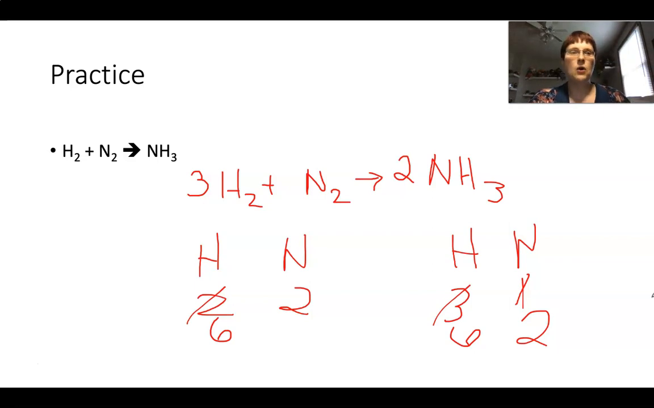For our course, we only would be balancing these kinds of fairly simple equations. We wouldn't get into the more complex ones.